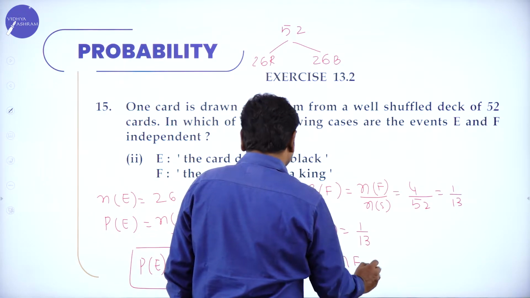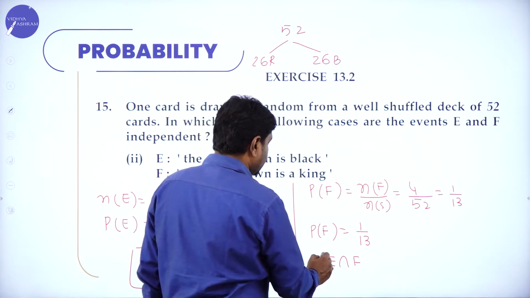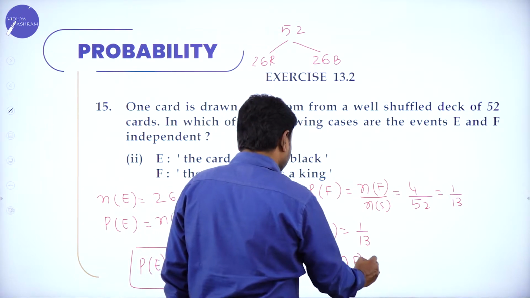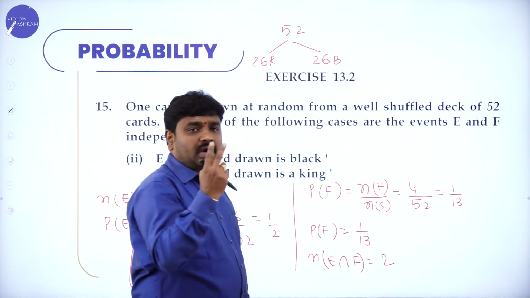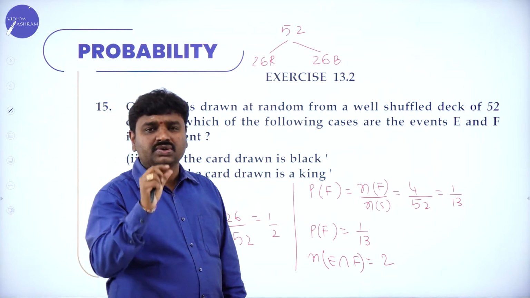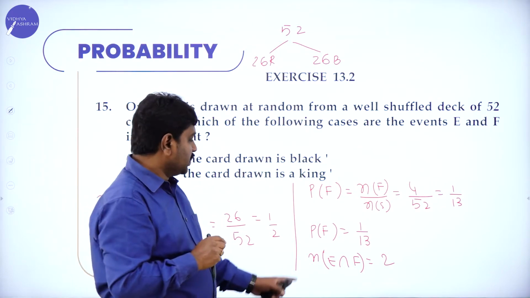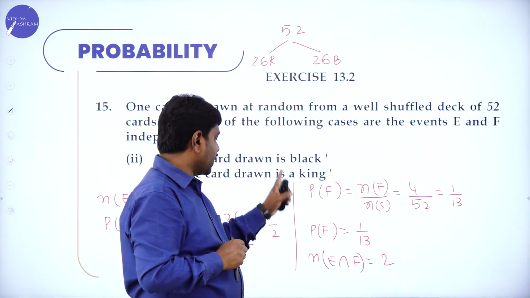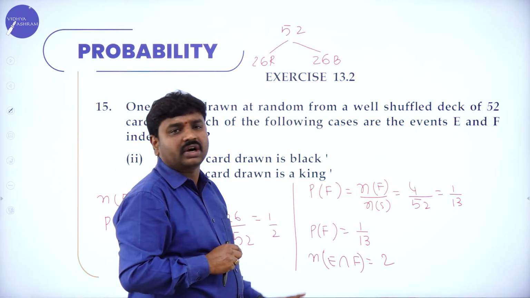Now E intersection F. E intersection F means the card should be black and it should be king. The number of elements in E intersection F is 2. So 2 cards which are black will act as kings and 2 cards which are red will act as kings. So E intersection F means what? It should be black and it should be king. So such 2 cards you'll have.